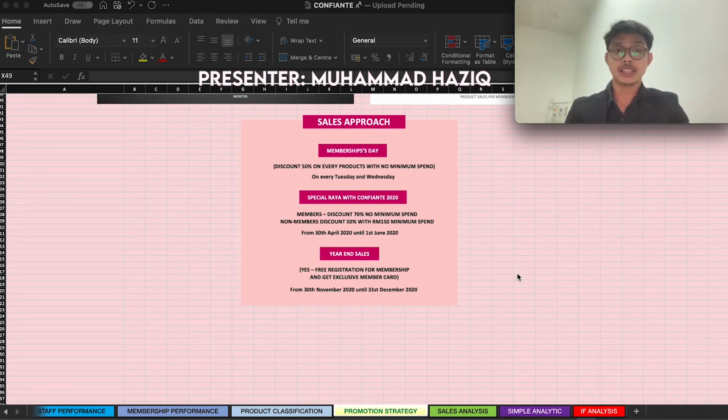Fifth is Special Raya with Conference Day 2020. To celebrate Hari Raya, we held a sale approach, which is Special Hari Raya with Conference Day 2020, to give every customer a chance to try our product so that they can get glowing and best skin during Hari Raya. This approach provided 70% discount with no minimum spend for members and 50% discount with 150 minimum spend for non-members. But this promotion only held from 30 April 2020 until June 1st, 2020.